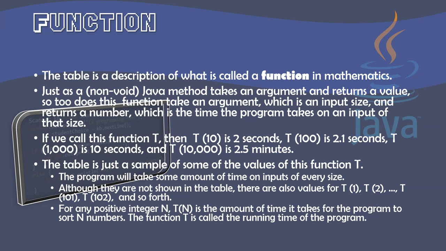And although they're not shown, we do have values for every kind of input: t of 1, t of 2, and so on, until you have used every possible input for that function. Let's just say for any positive integer, because we're going to assume we're plugging in positive numbers here, t of n is the amount of time it takes for the program to sort n numbers, and that function is therefore called the runtime of the program.